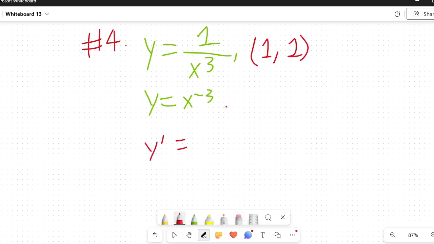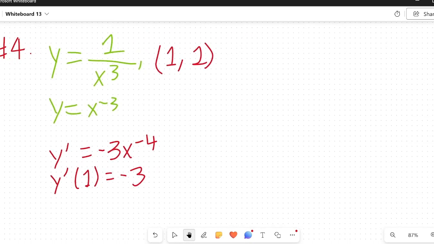So y prime will be equal to -3, bring the -3 out in front, reduce the power. It'll look something like so. We go from here to here, right? So now if we want to calculate the slope at the point 1, we simply plug in 1 for this. 1 to the power of anything is just 1. So we get that this is -3.